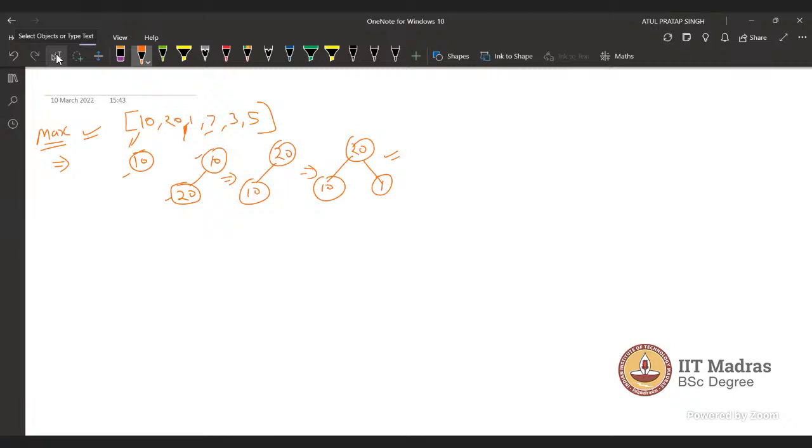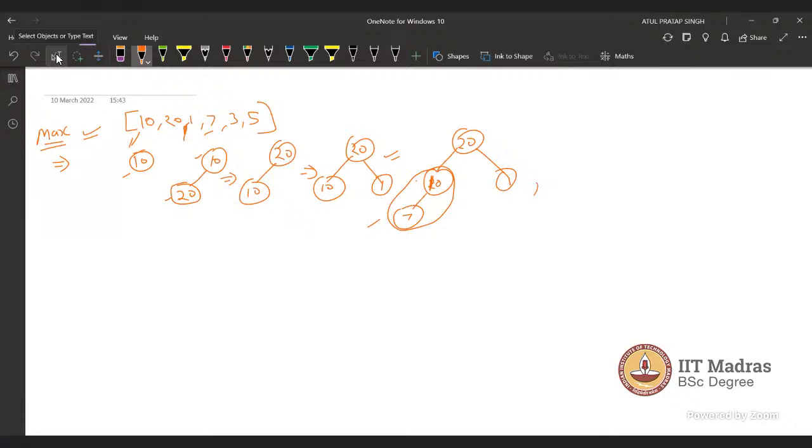Now we will add 7 to this previous max heap. 7 will be added here, below 10 on the right, next to 1, because we are adding the element in complete binary tree fashion. Now we check the parent of 7, which is 10. We check who is the largest of this part. It is 10, so there is no change. We stop. We can see that this is the max heap.